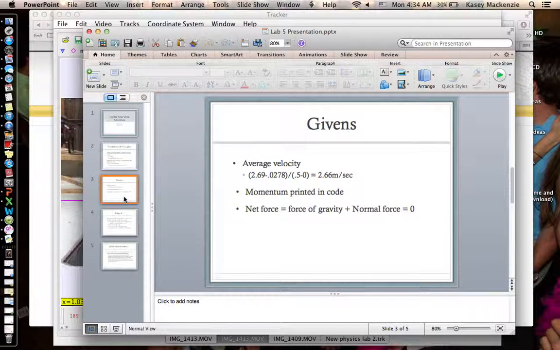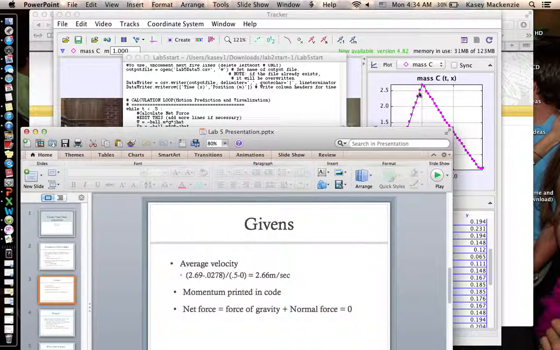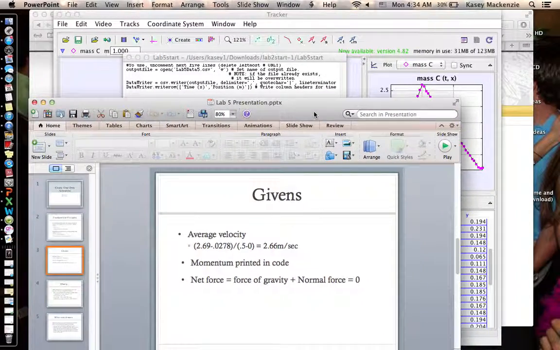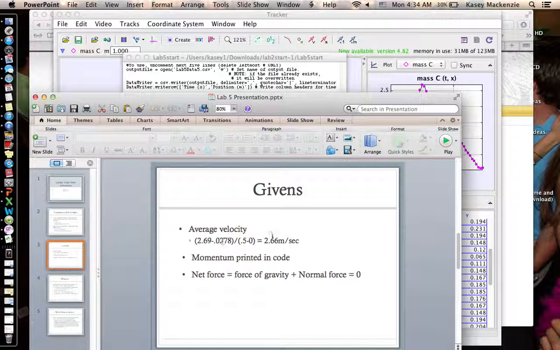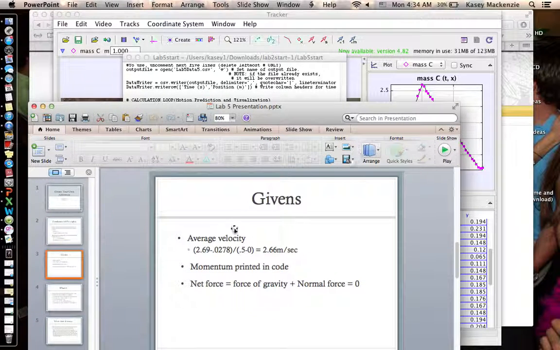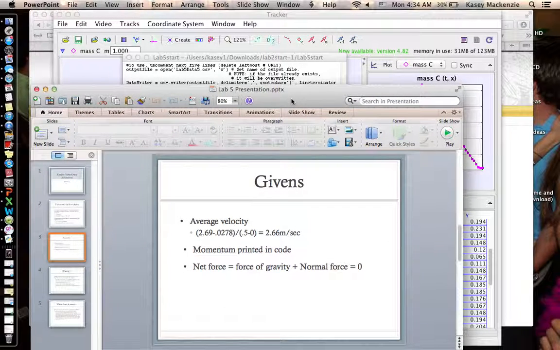You had to create average velocity. To do that, I took the point at the peak right here, which was 2.69 meters, minus the point when it first started, and then the time, which I got the average velocity to be 2.66 meters per second. The net force was equal to the force of gravity plus the normal force, which was equal to 0 because they both canceled each other out.